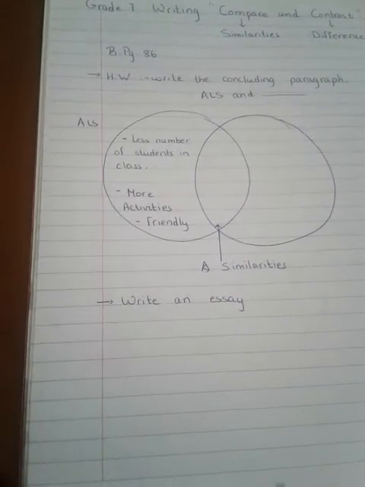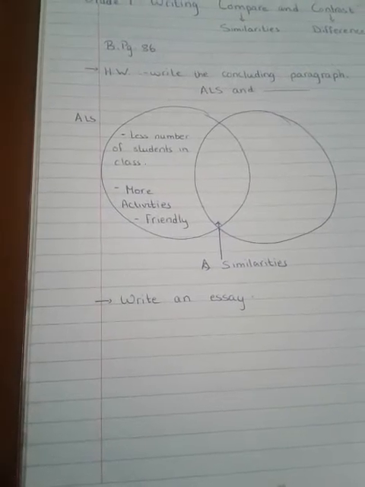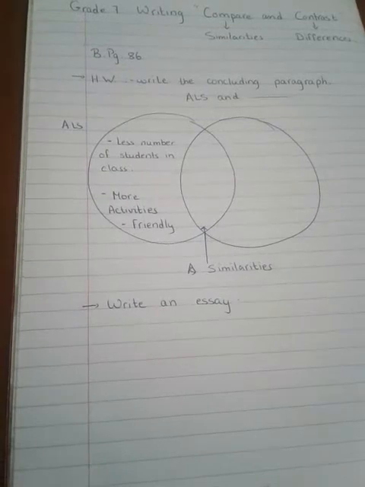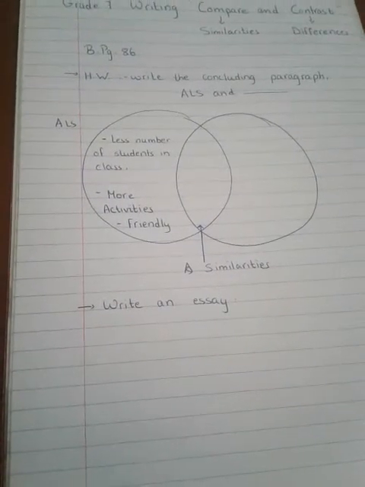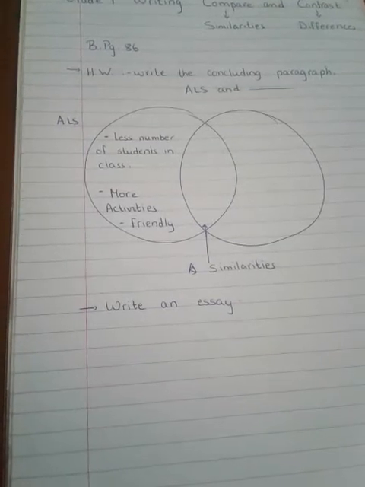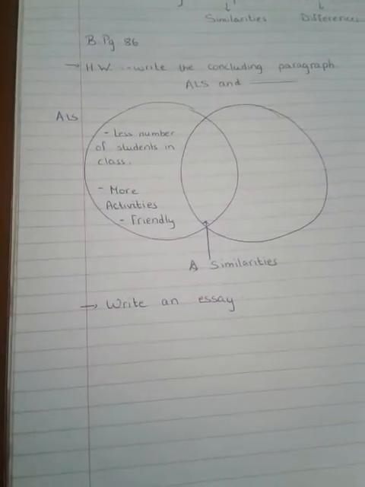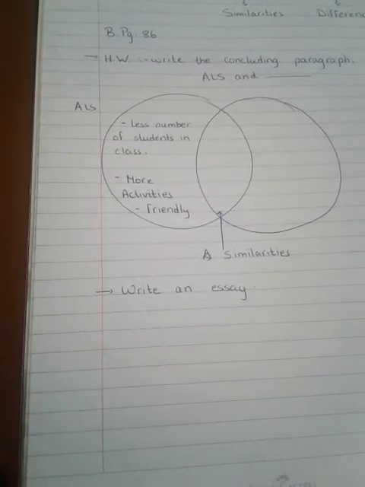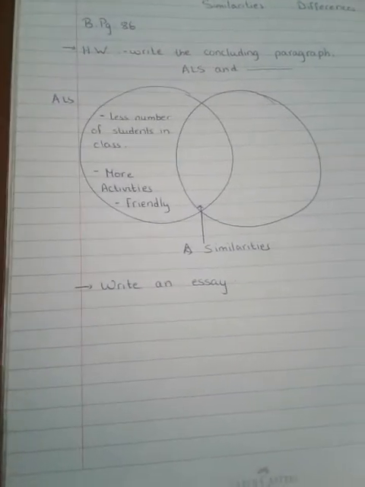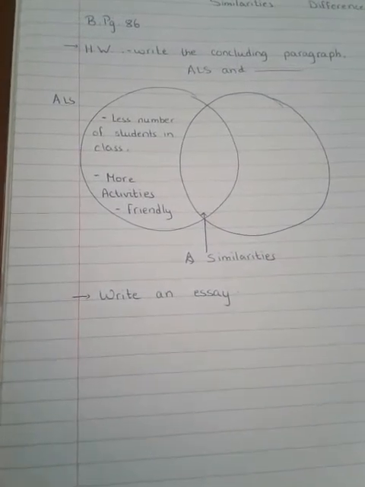But before we reach the homework part, we're going to open our books to page 86, and we're going to arrange the sentences in the proper order to form the concluding paragraph of a compare and contrast essay about the similarities and differences of living in the city and living in the village. So open your books to page 86.